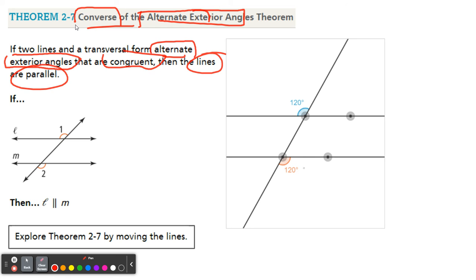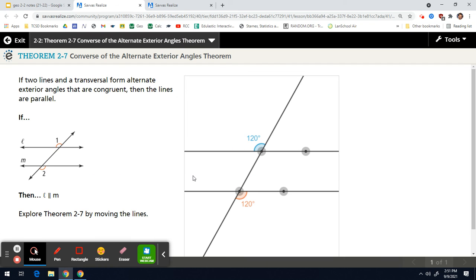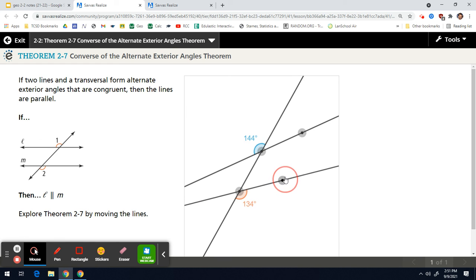So in this picture, 120 equals 120. So that means that your lines are parallel. So this line is parallel to this line. Again, we'll explore this real fast and show you that if you were to move one of these lines and make them not parallel, no longer will your alternate exterior angles be congruent. If you want to make the lines parallel again, you better make this angle a 144, and that would then make them parallel.